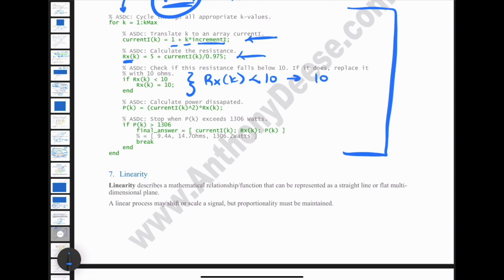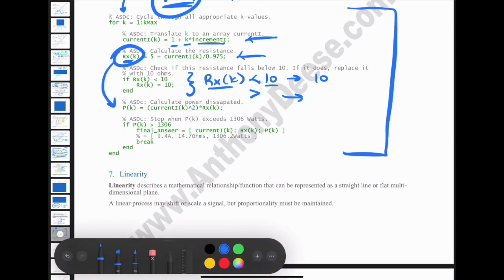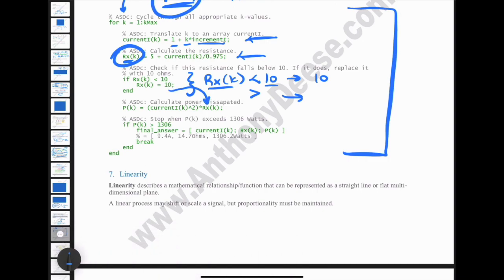Now, why is that the case? Because remember, we're looking for the maximum. So if this value is less than 10, we use 10. If it's greater than, then we return whatever the original value was up here. So if this value is big, it will be used in the next expression. If it's smaller than 10, then what will end up happening is a 10 will be plugged in right there.